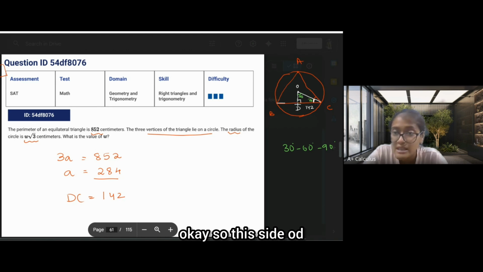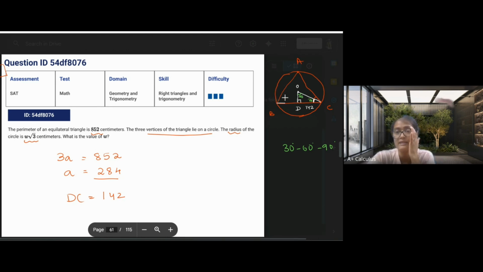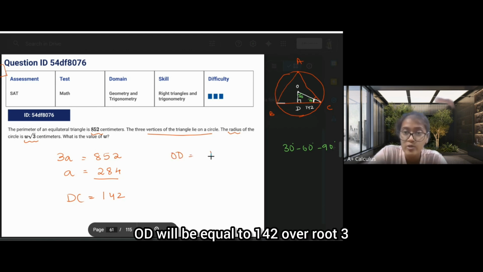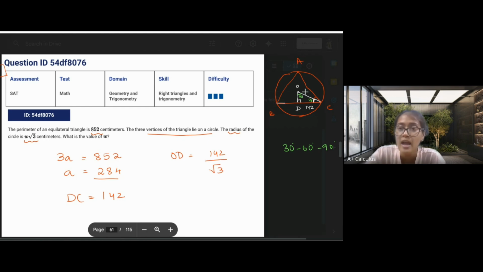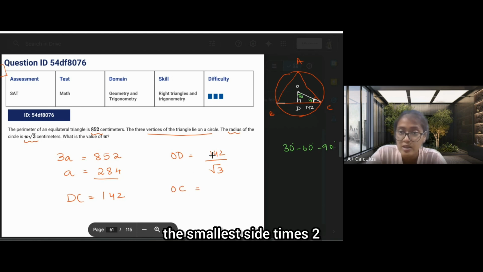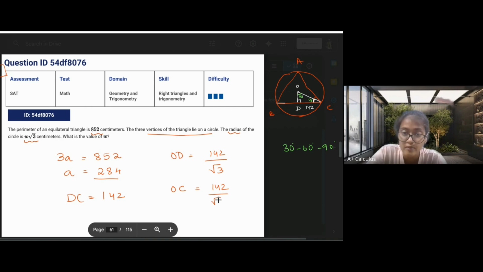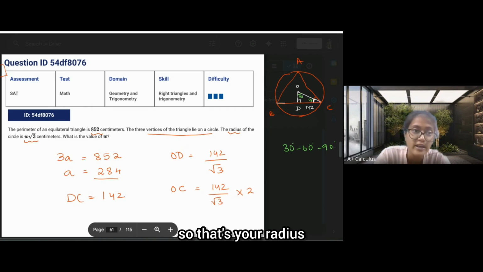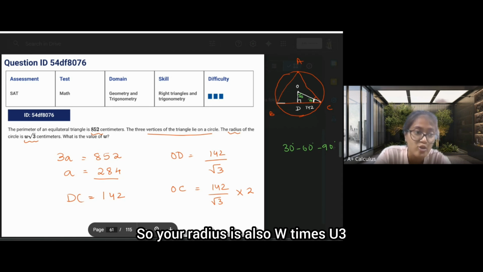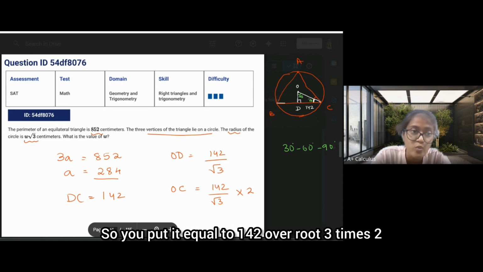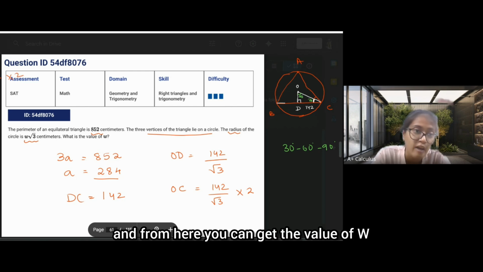So this side OD, which is the smallest side, will be equal to 142 over root 3. And OC will be equal to the smallest side times 2 because OC is the hypotenuse, and that's the radius. So your radius is also W times root 3. You put it equal to 142 over root 3 times 2, and from here you can get the value of W.